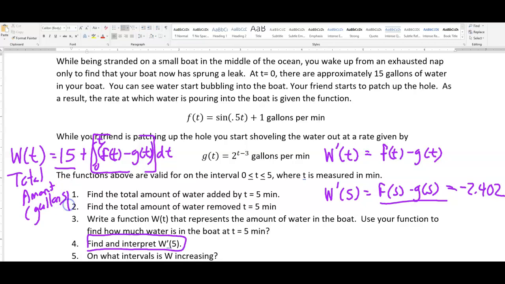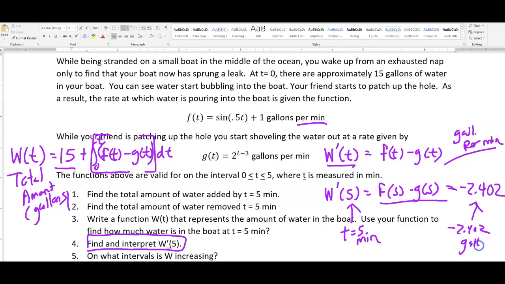So what would W prime be? Well, remember, every time you do a prime, you get a per something. In this case, it's per minute. So W prime is gallons per minute. All right? So what does this represent, though? Well, this is a T value. T equals 5, and that's minutes. What is this? This is negative 2.402 gallons per minute.